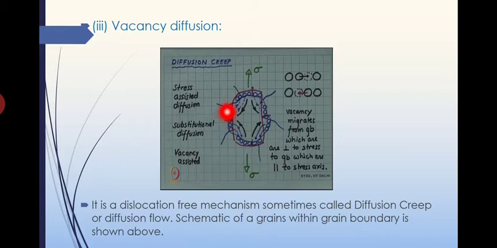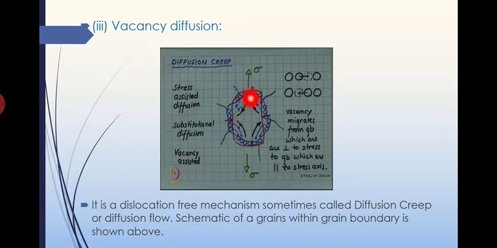Because of this compressive action in the perpendicular direction to the stress axis, the atoms from this region will experience some compressive stress. Because of that compressive force, the atoms will migrate from this region, you can see it is moving towards this region, or it is crossing the grain boundaries and coming to this void. So if some void space is available here, the atom from here will move towards that void space.